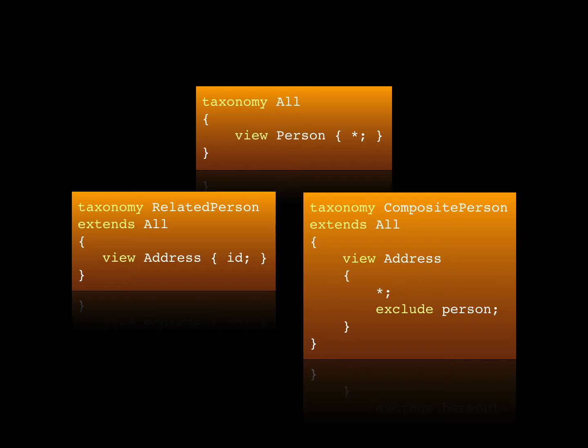As a side note, views are features of taxonomies just like fields and methods are features of classes. This is because taxonomies are actually virtual types that live in the same conceptual space as classes, interfaces, enums, and annotations in Java. Consequently, taxonomies are compiled, loaded, and linked just like Java classes.